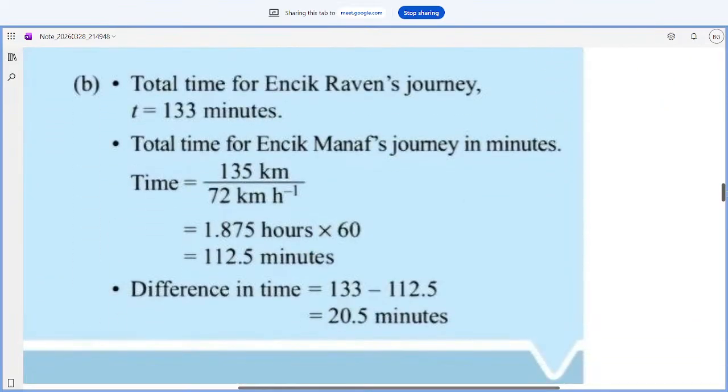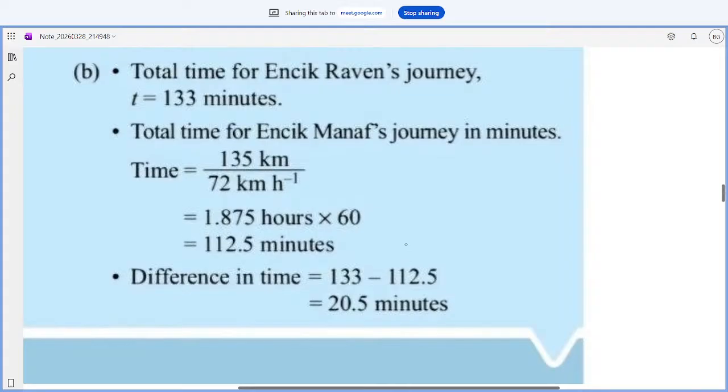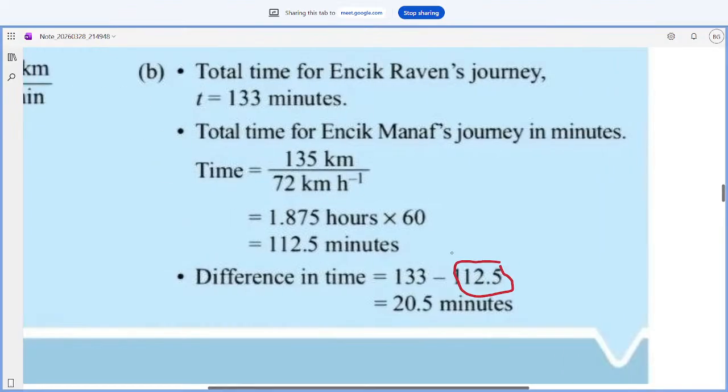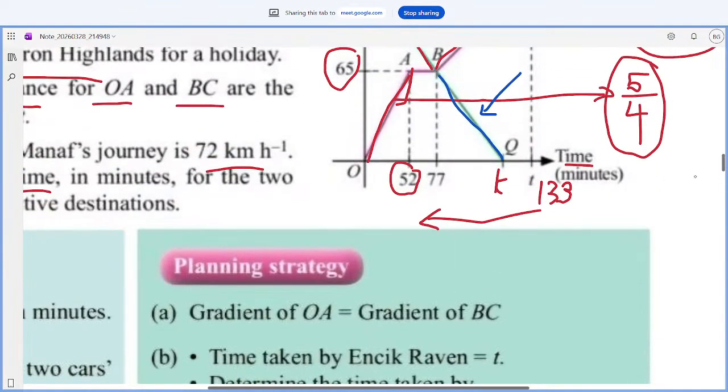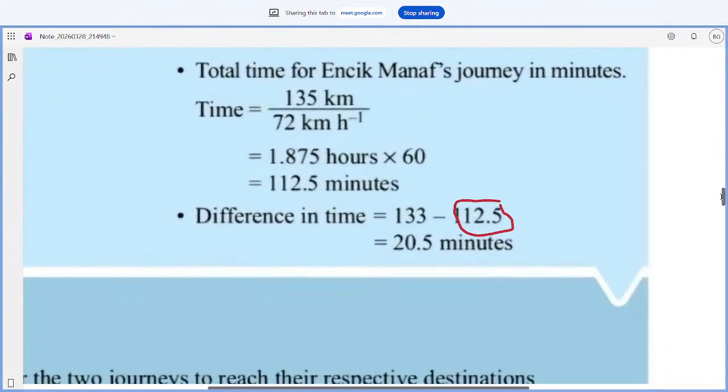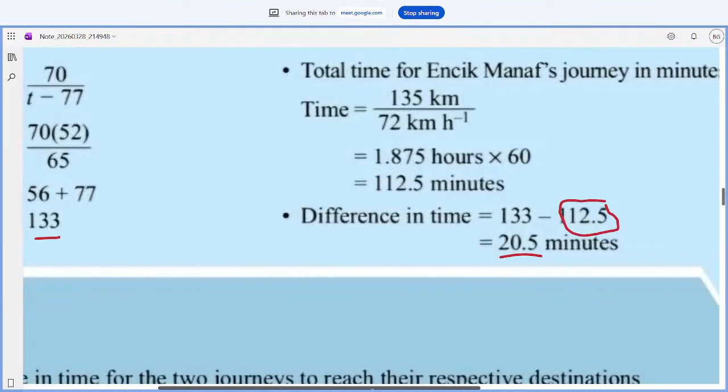Okay, you guys can see here. So basically you should get this. This is your K value. Okay, ini adalah nilai K kamu. 112.5. Okay, so the difference is basically 133. Your T value, which is 133, minus with 112.5. So your difference is 20.5 minutes. Okay, understand guys? Do you get the concept?